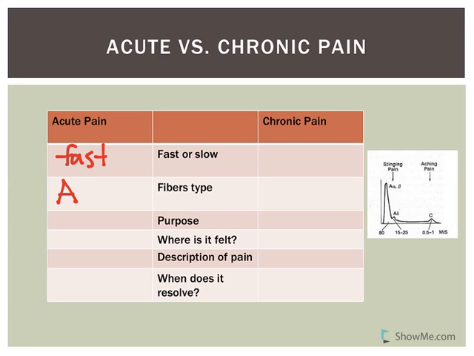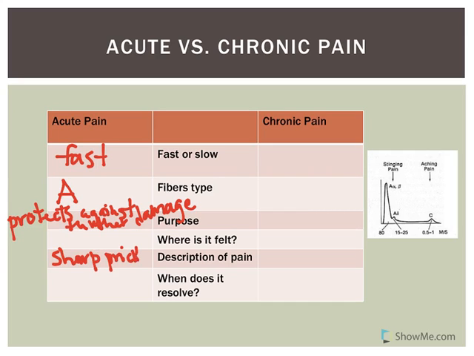Why is it so important to know? Well, it protects against further damage. You need to be aware of it very quickly so you can protect against death or further damage. Now, it's hard to write very neatly with fat styluses. Now, the pain is actually described as sharp or pricking. Now where it's felt, it's going to be very well localized. You can localize acute pain. It's usually associated with the skin.